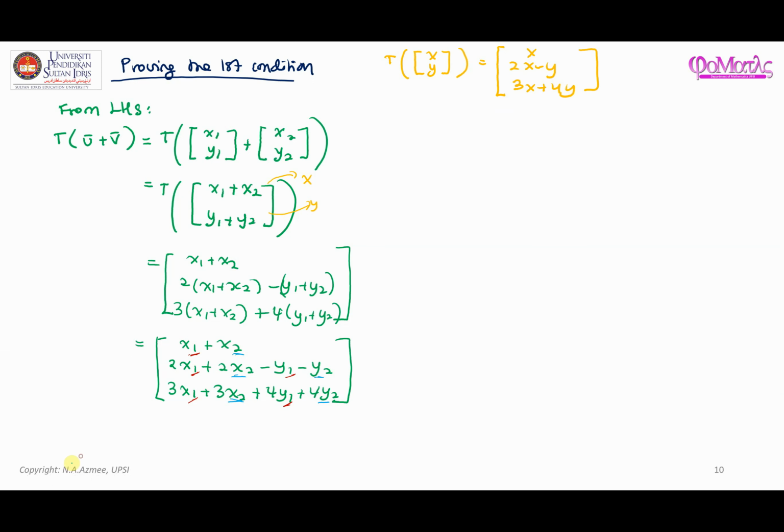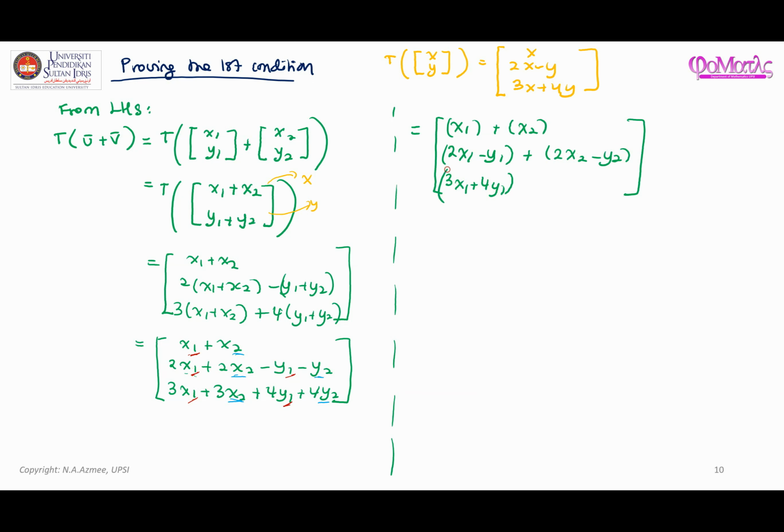Now, if you do that, I'm just going to continue on this side. You will have something that looks like this: x1 plus x2. And then I have 2x1, following the red sign here, so 2x1 minus y1 together, plus 2x2 minus y2. Grouping all the reds together and the blues together. For this one, I will have 3x1 plus 4y1 plus 3x2, 4y2.